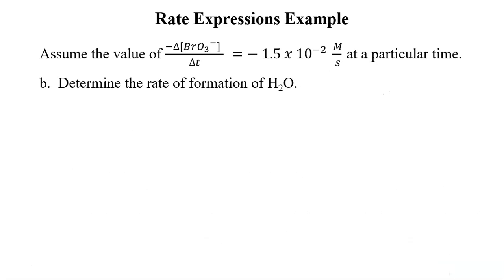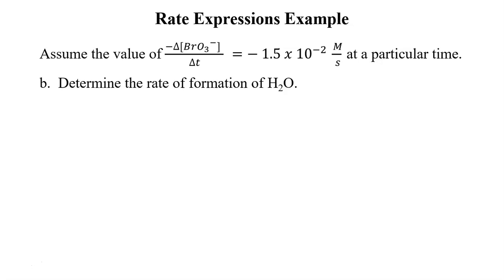So assume that the rate of change of BrO3 is negative 1.5 times 10 to the minus 2. So it's a negative rate. In other words, that BrO3 minus inside those brackets is a negative number. And actually, I put the negative sign out in front there. So that rate is a negative number at a particular time. So determine the rate of formation of H2O.